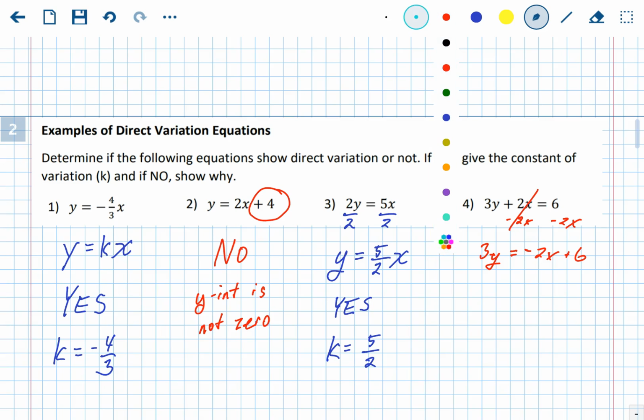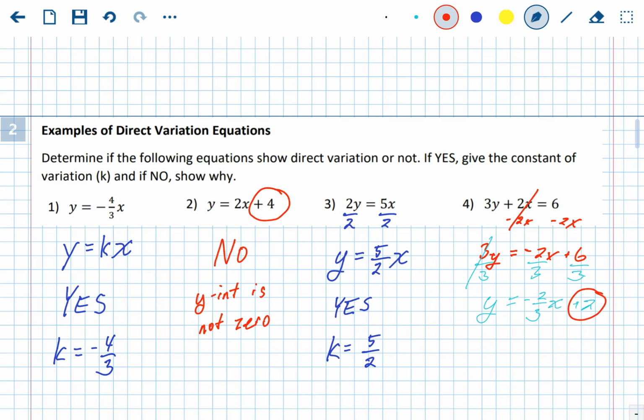All right, and then when we divide by 3 to get y by itself, to put in either slope-intercept or direct variation form, you'll notice that the y-intercept doesn't go away. There is going to be a y-intercept there. It's a y-intercept of 2. So this one is no because of that y-intercept, so same reason.